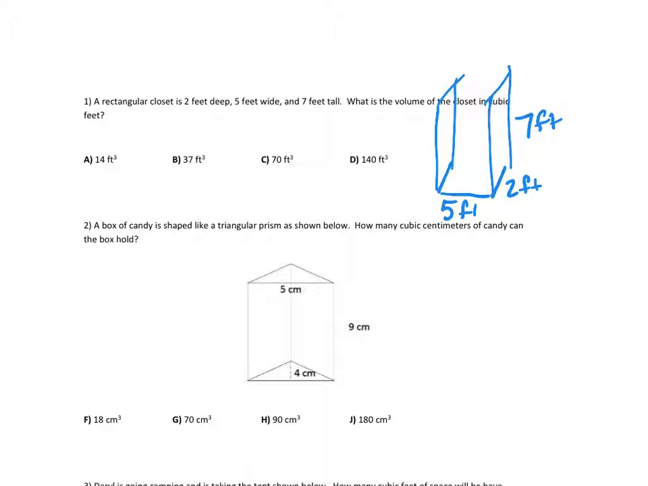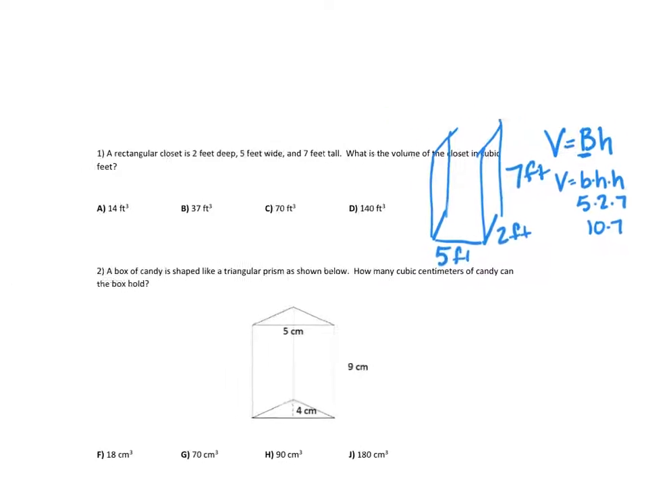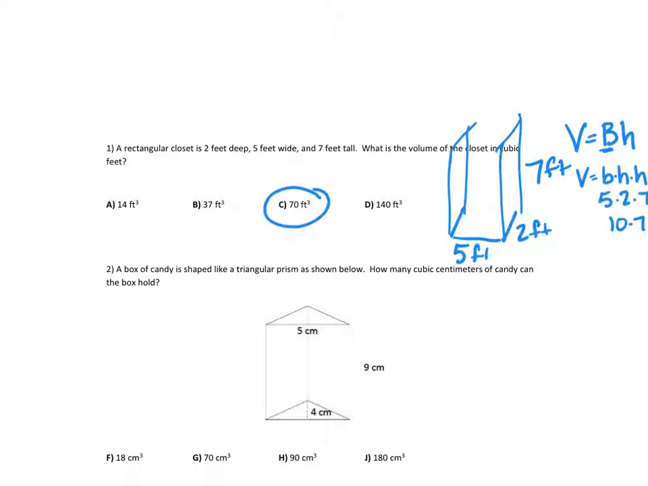What is the volume? Volume equals big B times H. Well, the big B is the area of the base. The base is a rectangle, so it's base times height times height. So volume equals base times height times height. So my base is 5, my height is 2, my other height is 7. 5 times 2 is 10. 10 times 7 is 70. So your answer is C for number 1.